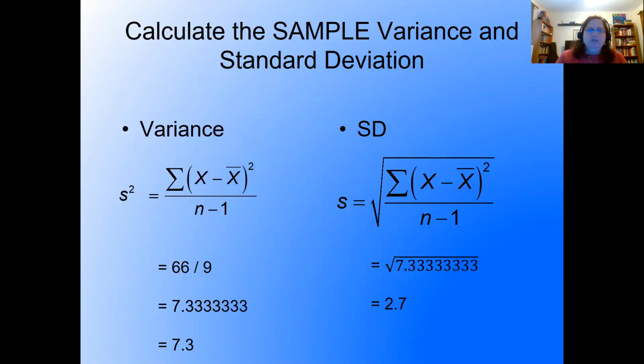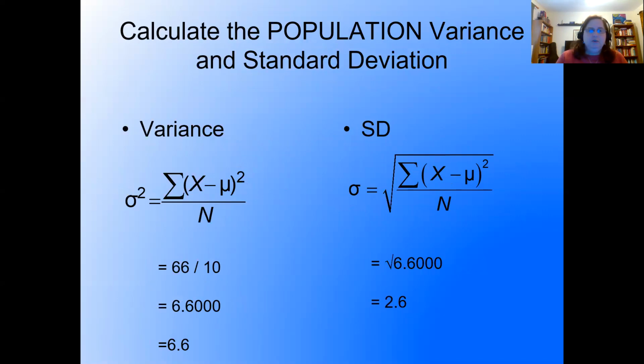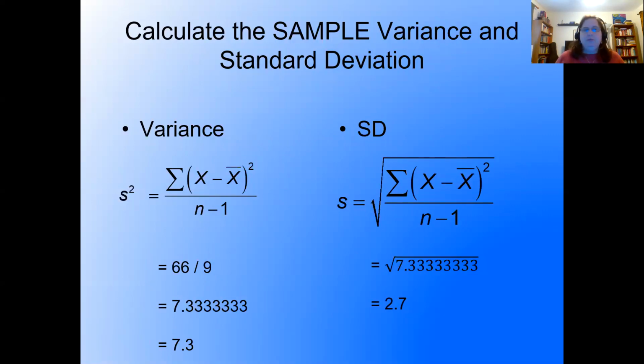So notice here it was 6.6 and 2.6. Here it's 7.3 and 2.7. As I promised, the sample variance and standard deviation are just a little bit larger than the population variance and standard deviation. And you don't have to really understand why yet, so don't worry about that. I'm just pointing that out. We'll be talking about this more in class. You'll be getting to go through an example in class, so stay tuned for that.